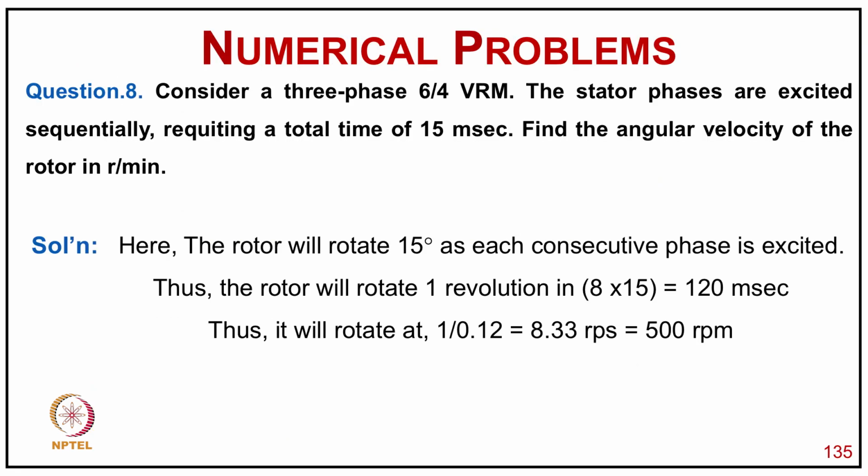Now coming to question 8, consider the 3-phase 6 by 4 variable reluctance motor. The stator phases are excited sequentially, taking a total time of 15 milliseconds. Find the angular velocity of the rotor in RPM. So here the rotor will rotate 15 degrees as each consecutive phase is excited. Thus the rotor will make 1 revolution in 8 into 15, that is 120 milliseconds. Thus it will rotate at 1 divided by 0.12, 8.33 RPS or 500 RPM.